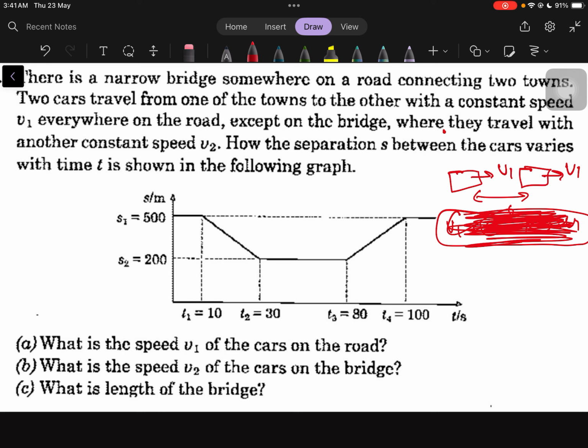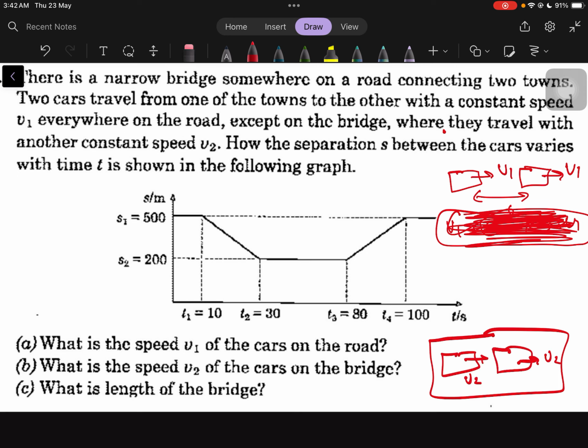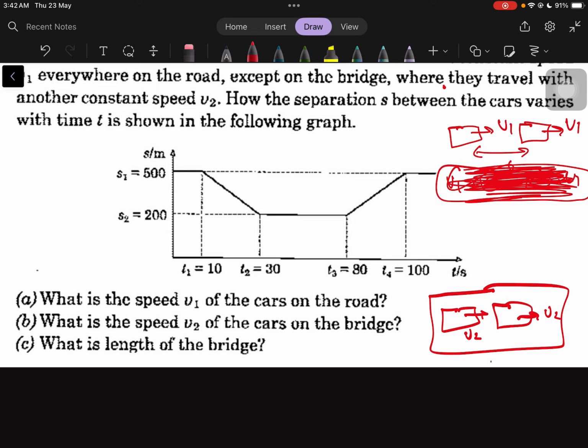At t equals 30 seconds we can see that the separation is again constant. If both cars have reached the bridge, then again their separation will be constant. How am I saying this? With the same concept, v2 meter per second and v2 meter per second. And again it's getting increased now. So now we can say that your first car has crossed the bridge and the second car is crossing the bridge. And again from here we can say that both cars have crossed the bridge.